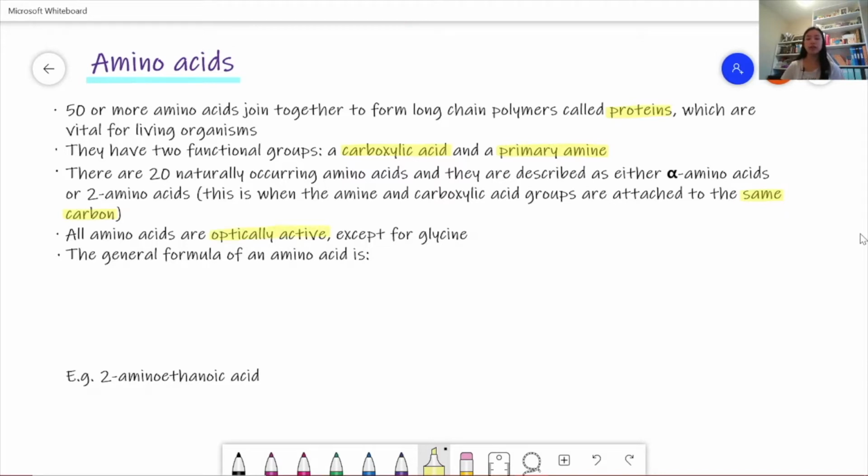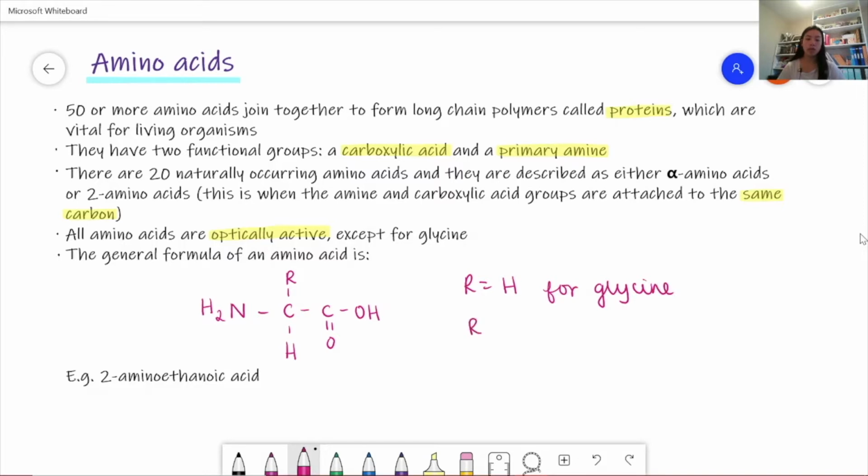Now, the general formula of an amino acid is the amine group, and then we have a carbon, an R group, a hydrogen, and then we have the carboxylic acid. And R can be anything, it can vary. So for example, R is equal to a hydrogen for glycine, or R is equal to a methyl group for alanine.